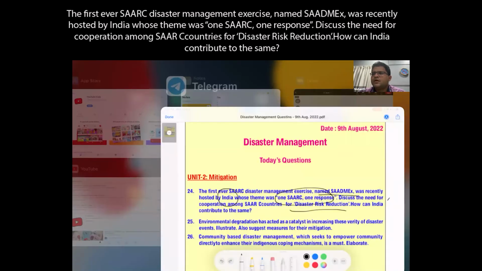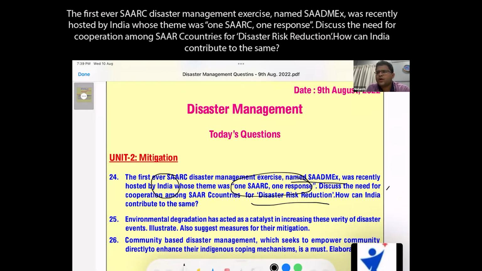So obviously you need to write, what is this need for cooperation among SAARC countries? This is the first aspect of the question. And the second aspect of the question is India's contribution, meaning how can India contribute is the question. It's not about what India has already contributed. So you can mention that in some part of your answer and then give steps for in how many possible ways India can contribute for this particular disaster risk reduction in the SAARC areas.